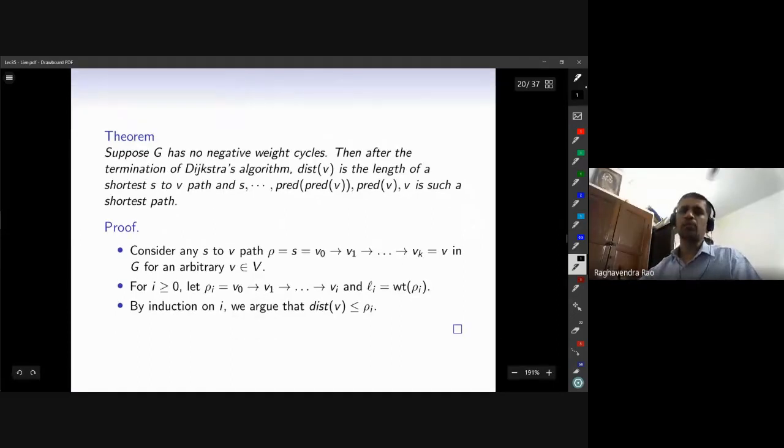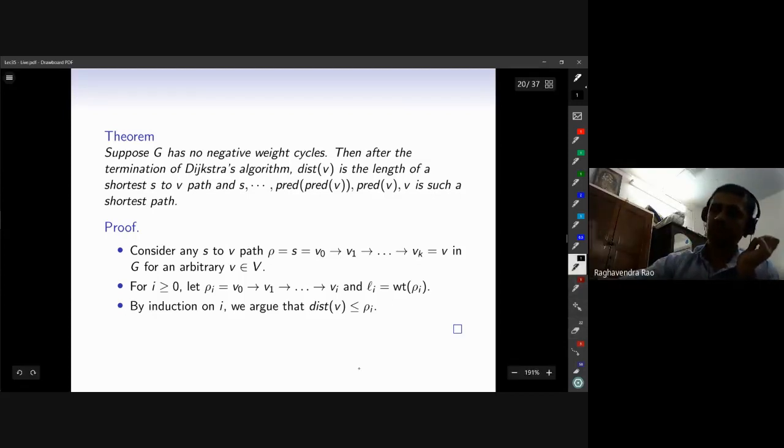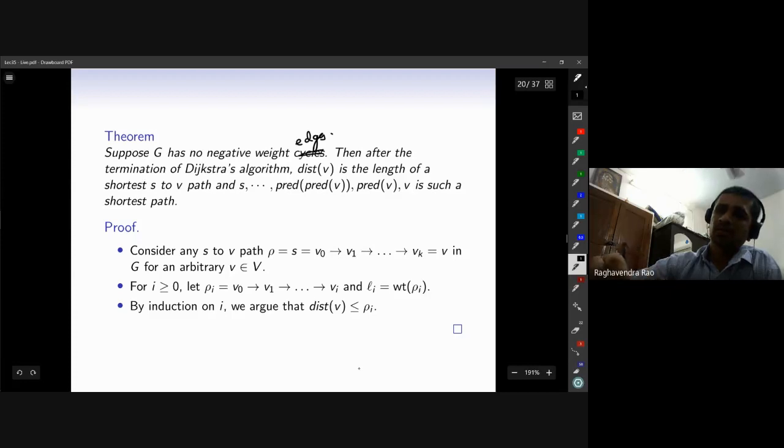Okay, so now I'll just prove the final correctness by a simple inductive argument. Suppose the graph has no negative weight edges. Then after the termination of Dijkstra's algorithm, distance of V is the length of a shortest S to V path, and starting from V and then the predecessor of V, etc.